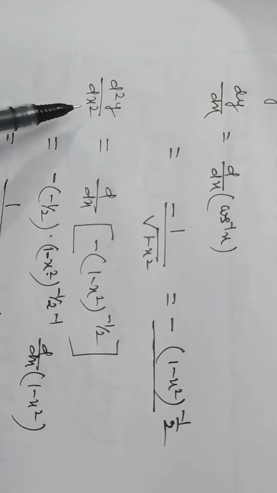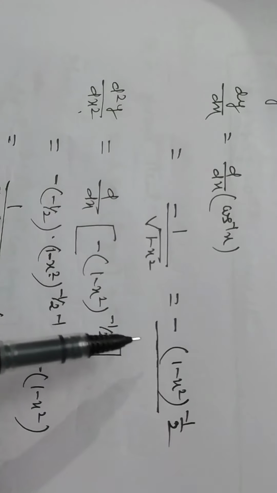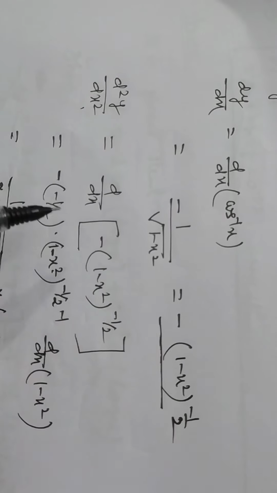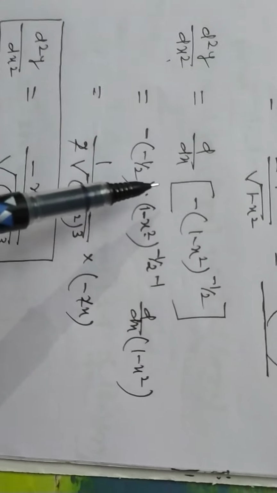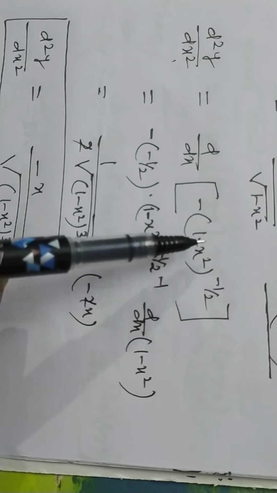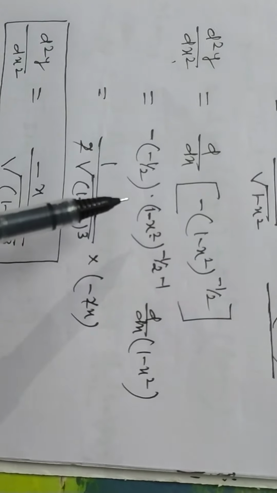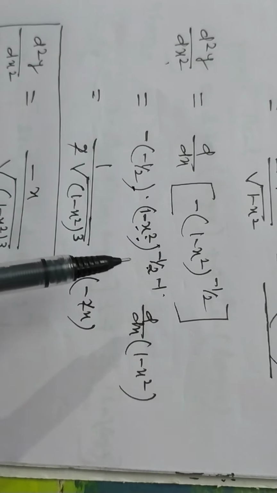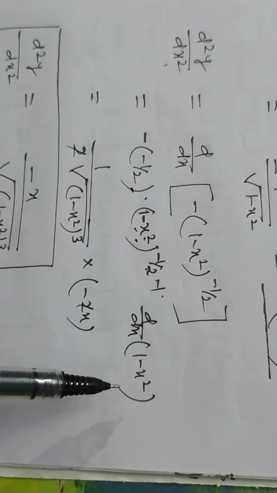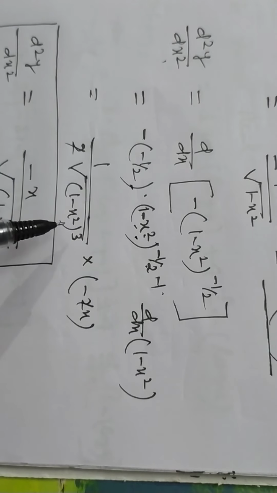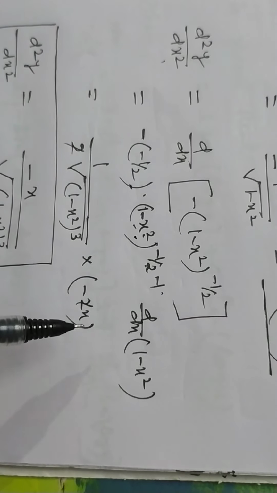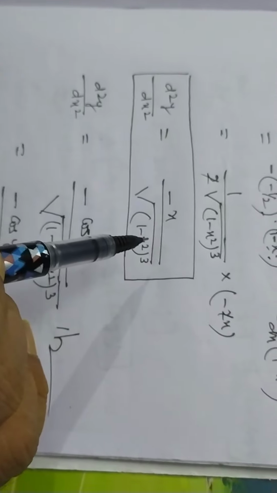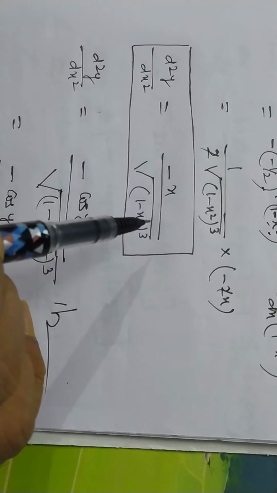Now again we differentiate. d2y by dx square is equal to d by dx of minus, within the bracket, 1 minus x square to the power minus half. So it will be minus half, 1 minus x square to the power minus half minus 1, and d by dx of 1 minus x square. This is equal to 1 by 2 root over 1 minus x square to the power cube into minus 2x. So it will be d2y by dx square equals minus x over root 1 minus x square to the power cube.